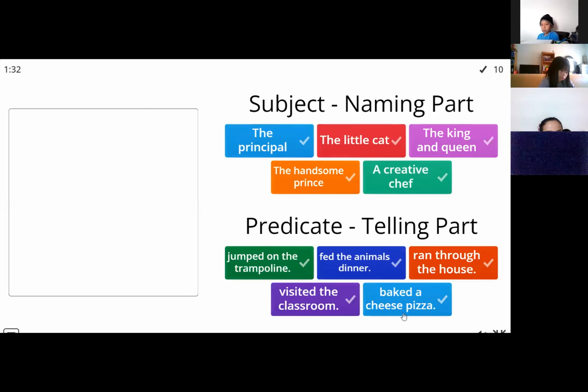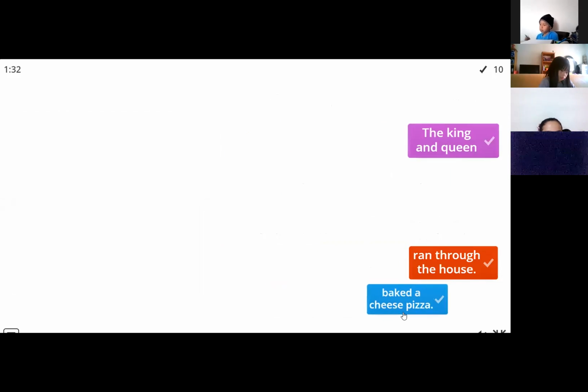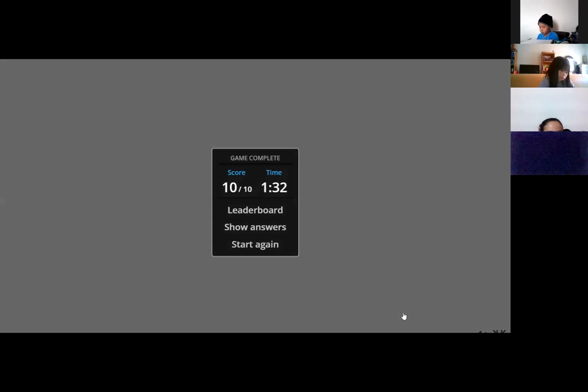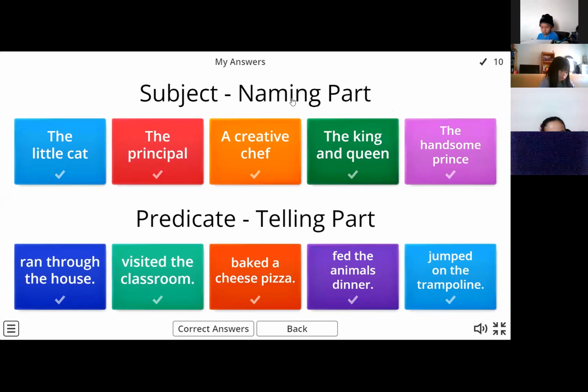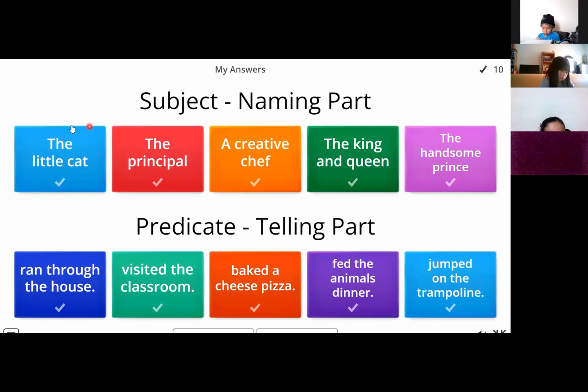Okay. Everything was correct, right? Excellent. You did a great job. So you identify the subjects and the predicate. Look at here. Here we have the answer. Subjects and predicate. The little cat. This is the subject. The little cat ran through the house.